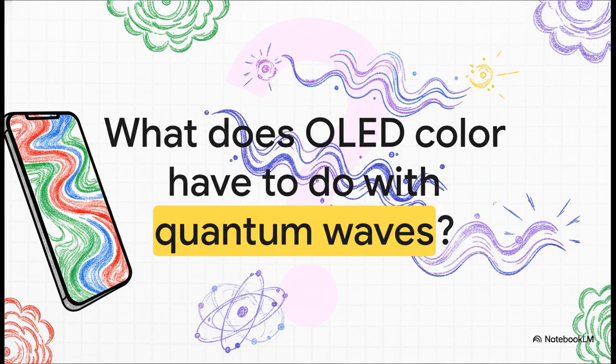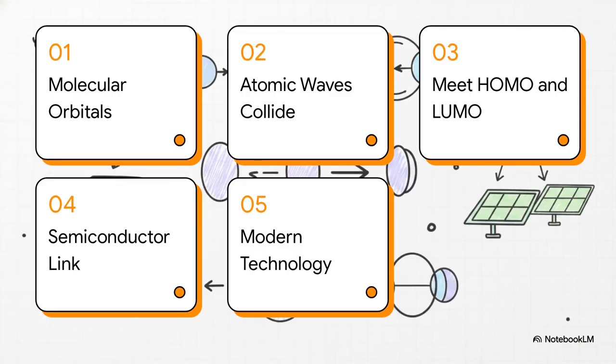Think about the device you might be watching this on right now. If it has an OLED screen, the colors you're seeing, that incredibly crisp red, that deep blue, that vibrant green, are remarkably precise. But have you ever wondered what dictates that exact shade of color? Well, what's really fascinating is that the answer actually lies in invisible quantum waves crashing into each other at the atomic level. I know, it sounds straight out of science fiction, but it's actually the foundational reality of modern chemistry and physics. So, here is our roadmap for today.